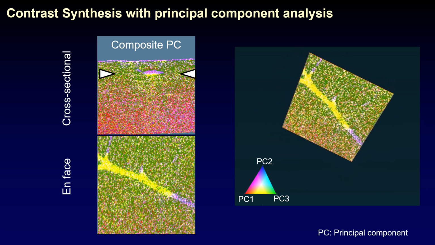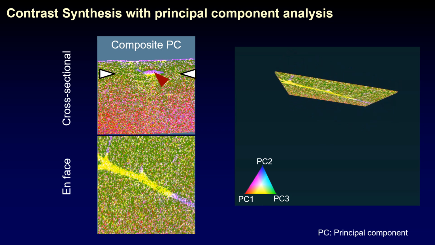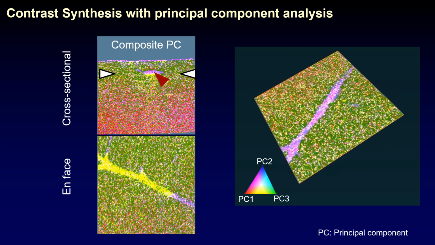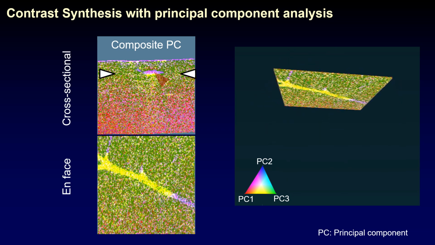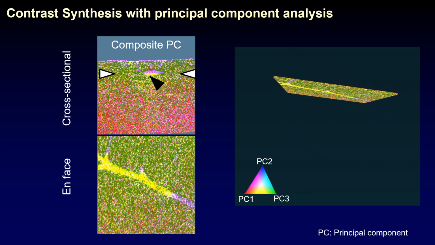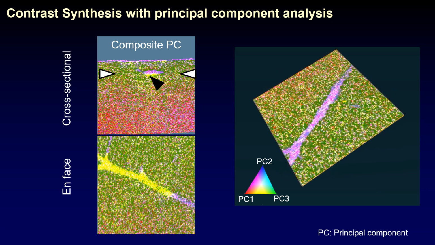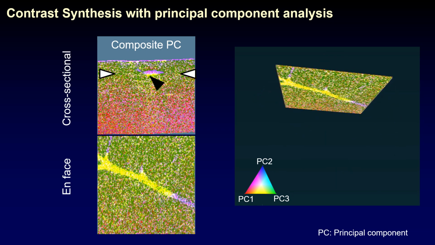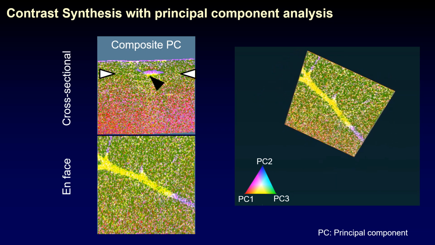Some recognizable features can be seen here. The surface of the tissue and the vessel appear as magenta. The tissue just beneath the vessel appears as yellow, which is the contribution of the first and third PCs. The higher depth region appears as red, while the region below the surface appears as green.